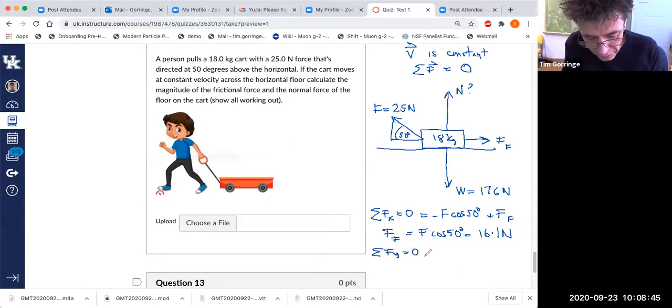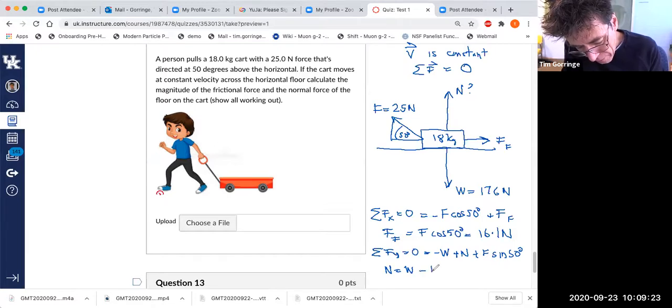In the vertical direction, the sum of the forces must be 0 because the object's in equilibrium. In this case, it's slightly more complicated, so that there's weight downwards, there's normal force upwards, and then there's the vertical component of the applied pull that's also upwards. So that would be F sine 50 degrees. But those three contributions must add up to 0. And so similarly, that means that if we want the normal force, it must be equal to the weight minus this contribution of the pull.